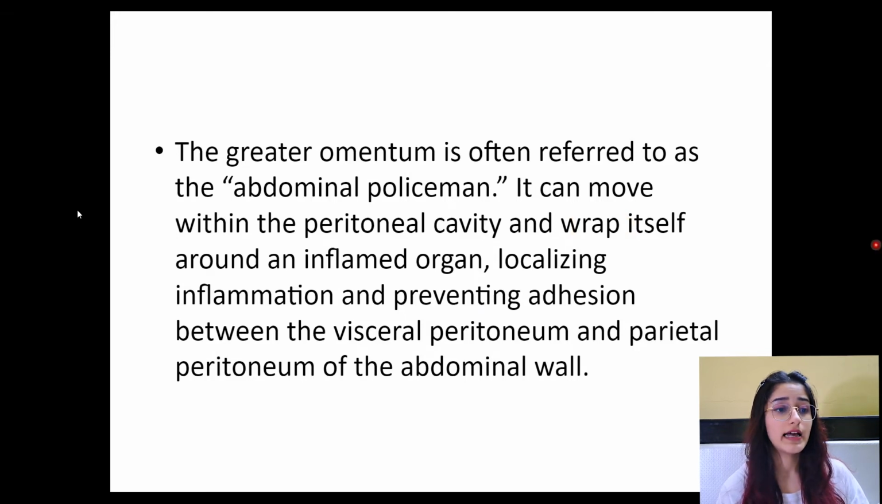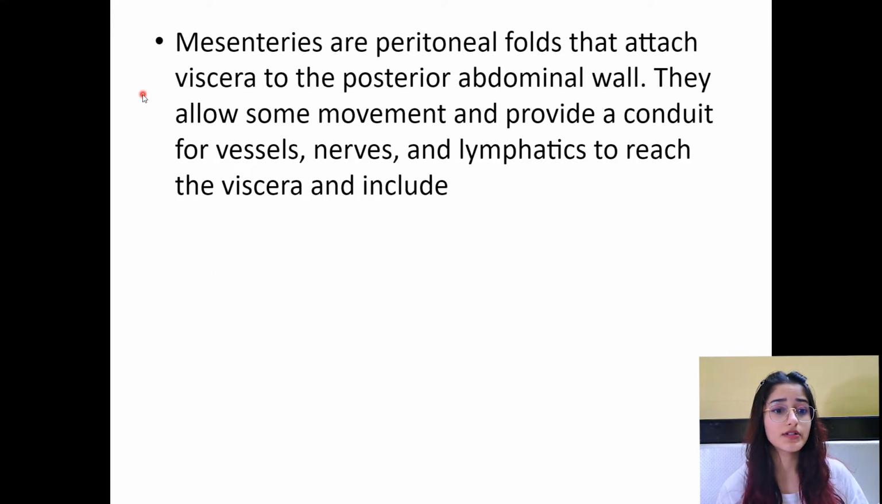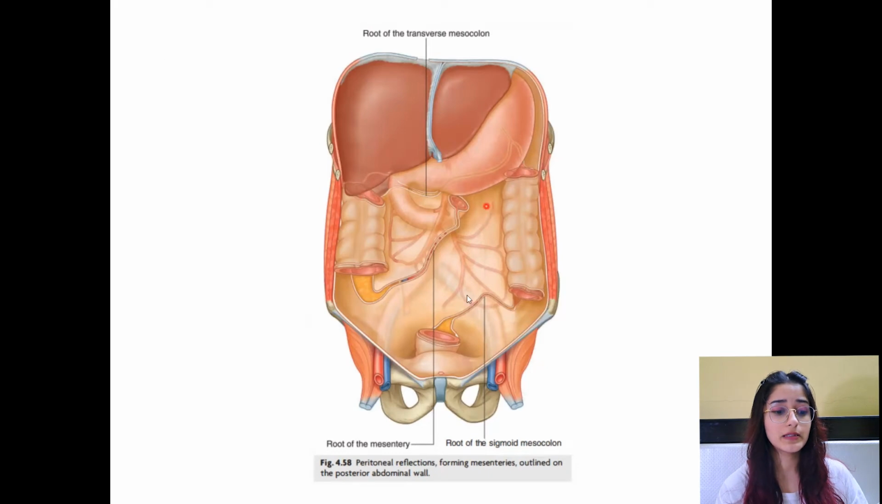Next, mesenteries. Mesenteries are peritoneal folds that attach viscera to the posterior abdominal wall. So here we can see the peritoneal reflections of three main organs, that is the transverse colon, the small intestine, and the sigmoid colon. The root of transverse mesocolon is just behind where the transverse colon is. The root of mesentery means the mesentery of small intestine.